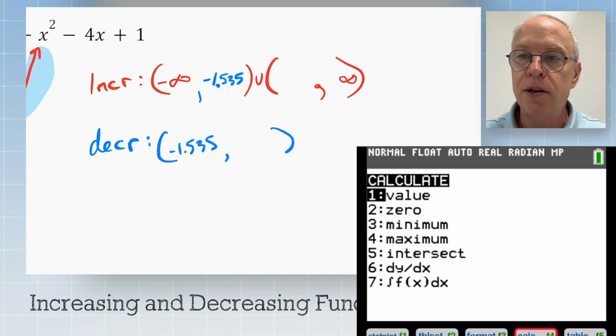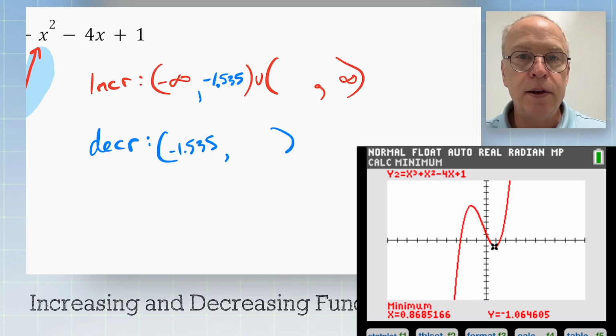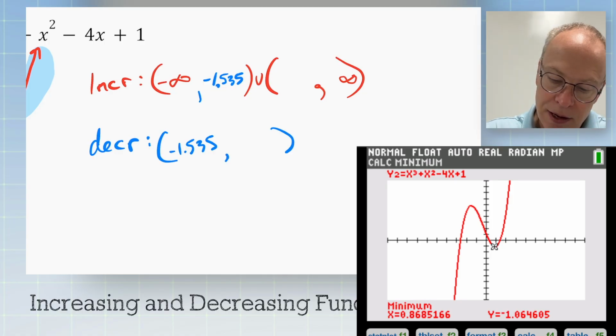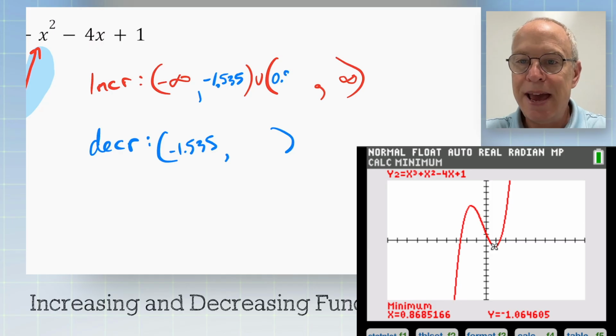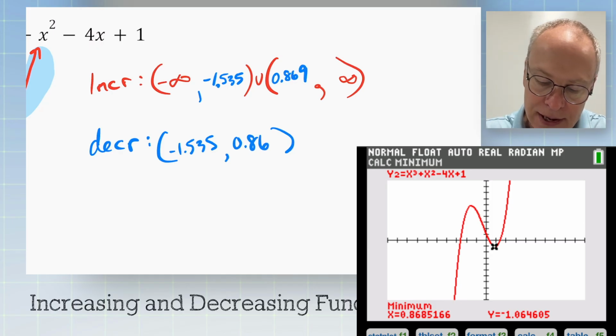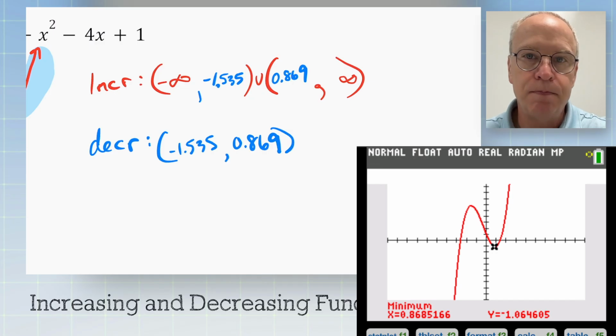So second trace, we're going to do a minimum. A little to the left, enter. A little to the right, enter. There we go. And then enter again, and it jumped down. Where does it have its min? 0.869, and that would be our answer.